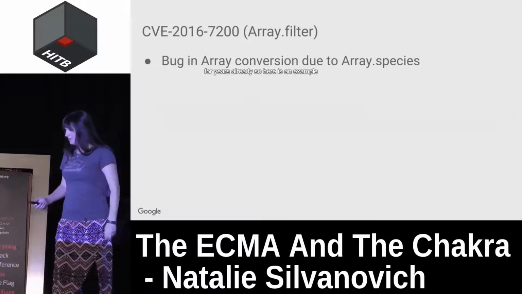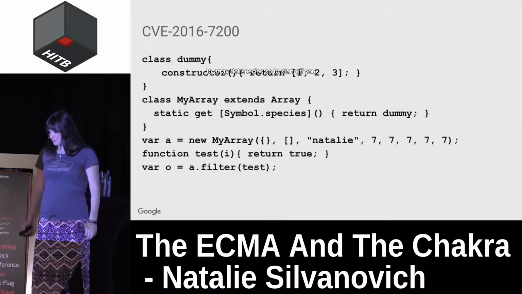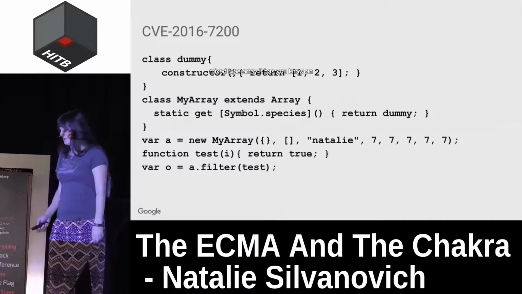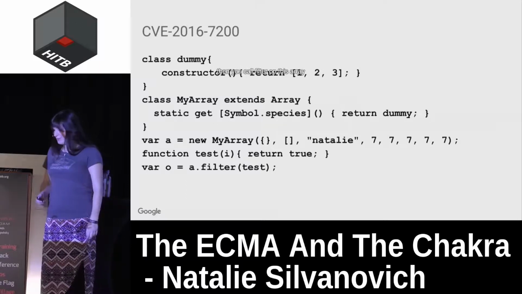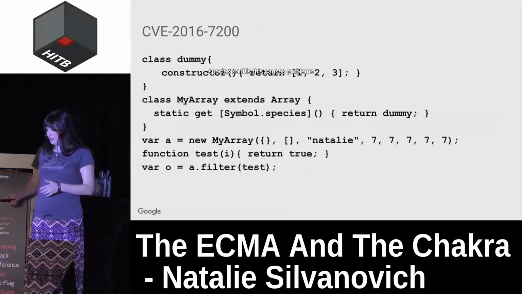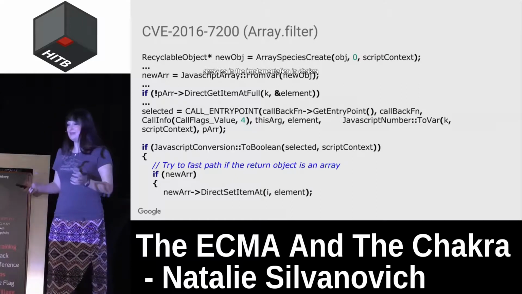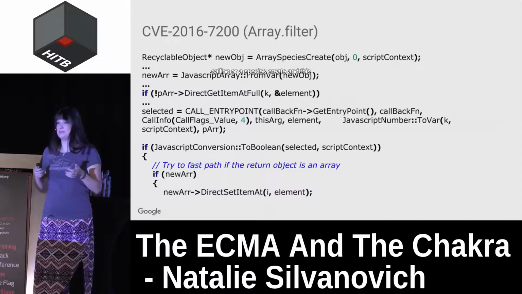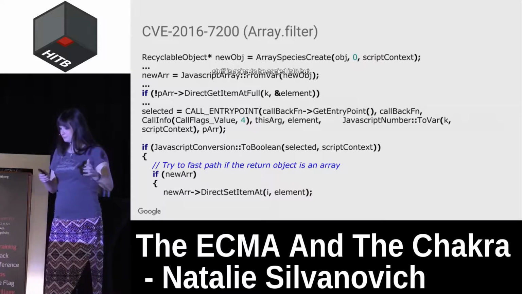So here's an example. Here's a bug in array conversion due to array.species. To start off, you create this array, and notice this is a mixed type array. It has an object, an array, and my name in it, and then you call filter on this array. Except you've also set array.species. So this causes problems when you actually create an array. In the implementation in Chakra of array.filter, it starts off by calling array_species.create. And this creates the array that all the filtered stuff is going to be copied into.